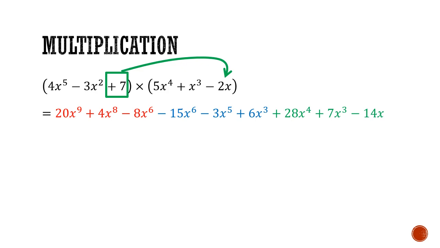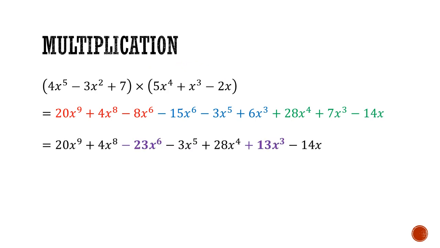But we are not done yet. We need to look across all these 9 terms and look for like terms to add or subtract together. You'll see that we can still simplify. You can see that negative 8x to the power 6 minus 15x to the power 6 gives us negative 23x to the power 6. 6x cubed plus 7x cubed gives us 13x cubed. So our final answer is just a polynomial with degree 9 and 7 terms.